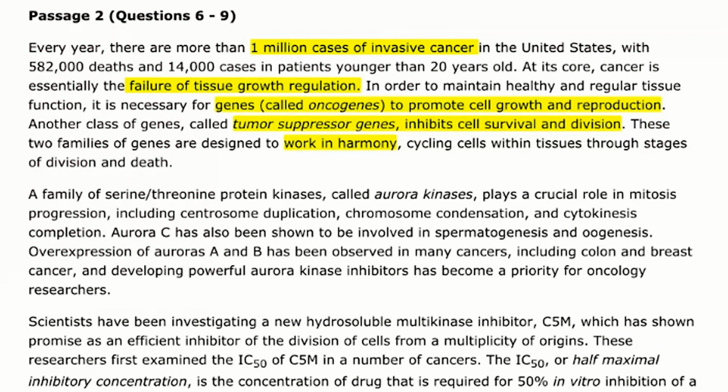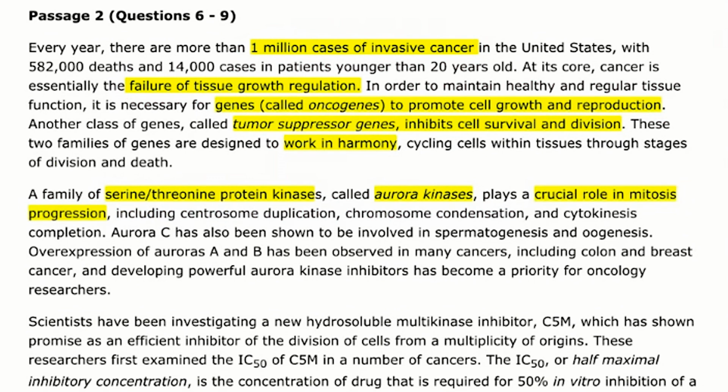So now I'm going a little bit more in depth. I learned what cancer was in the last paragraph. Now I'm going to learn what's specifically involved in that unregulated cell growth. So I would definitely highlight serine/threonine protein kinases. That is the specific thing I'm talking about. And I would probably also highlight the phrase Aurora kinases, because now that's what they are. And they play a crucial role in mitosis progression. So I'm definitely going to highlight either mitosis or mitosis progression.